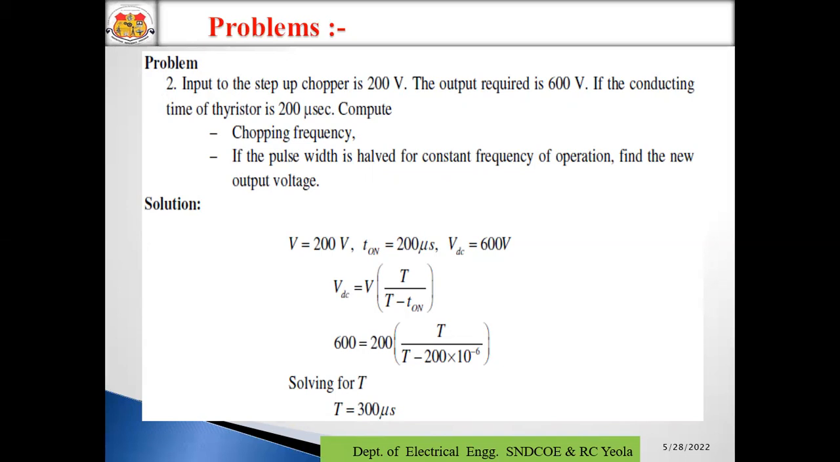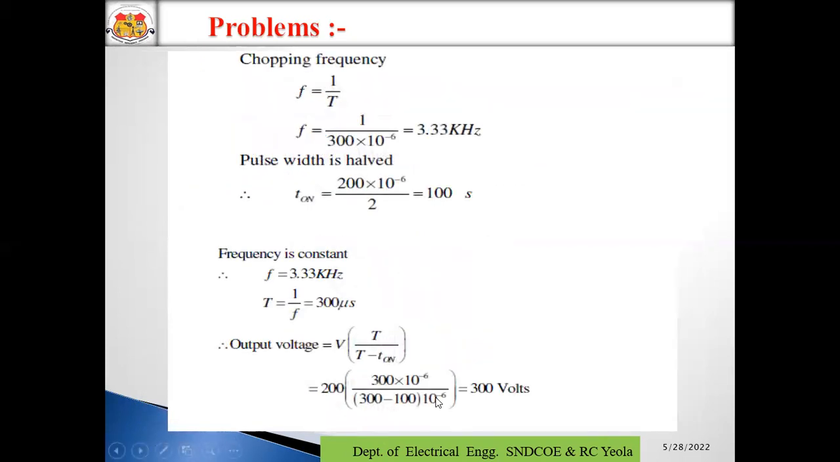V equals 200 volt, T on equals 200 microsecond, and VDC equals 600 volt. According to the formula, VDC equals capital V into T upon T minus T on. Since VDC is given, we have to find the capital T. So T equals 300 microsecond.